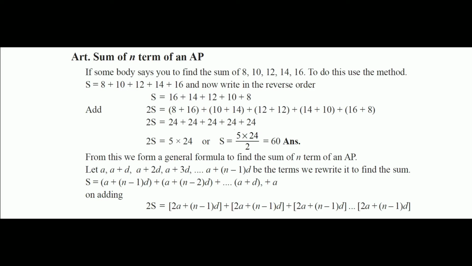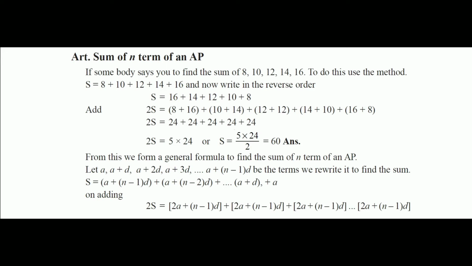Then we add these two equations term by term. On the left hand side, we will have S plus S, 2S. On the right hand side, 8 plus 16 first term, 10 plus 14 second term, 12 plus 12 third, 14 plus 10 fourth term and 16 plus 8 is the fifth term, the last term of given sequence. Now adding the terms, we get 2S equal to 24 plus 24 plus 24 plus 24 and plus 24, total 5 times. It is 2S equal to 5 into 24.